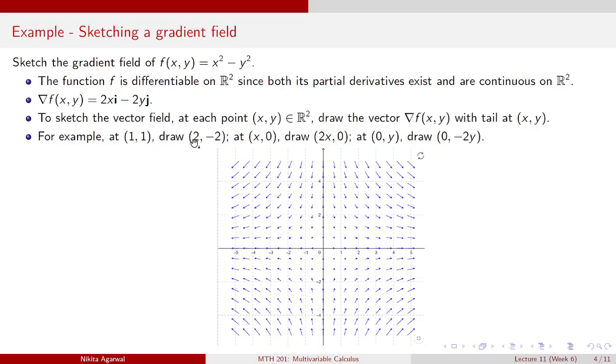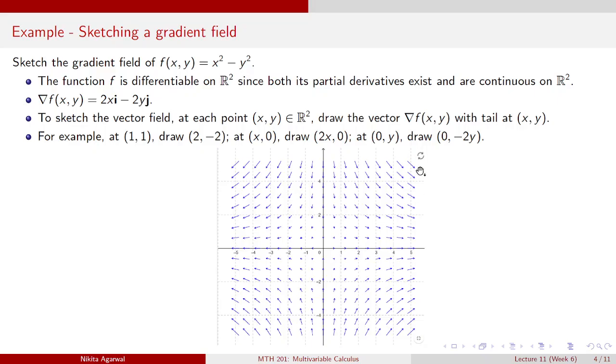Because x is positive 2, y is negative 2. So you place your cursor here or your pen here and plot a vector which is in this direction. Okay? So that's what we have done here.